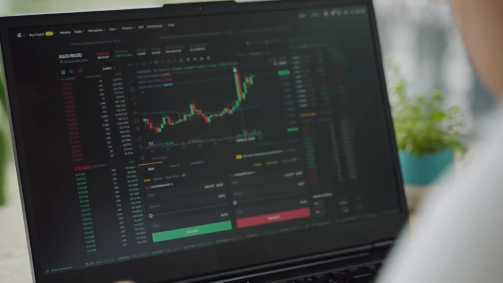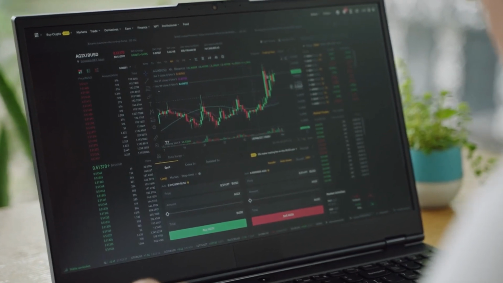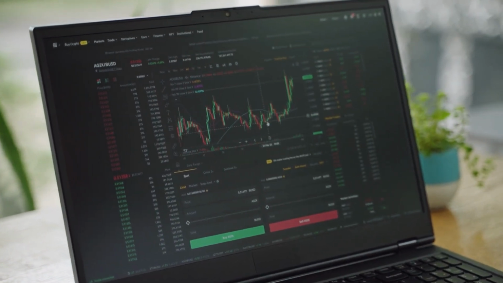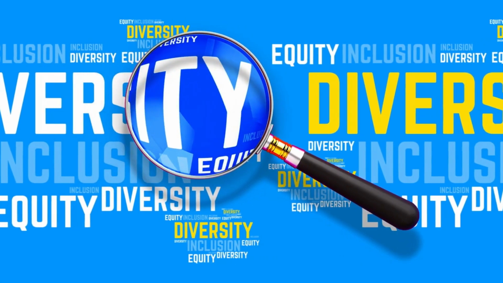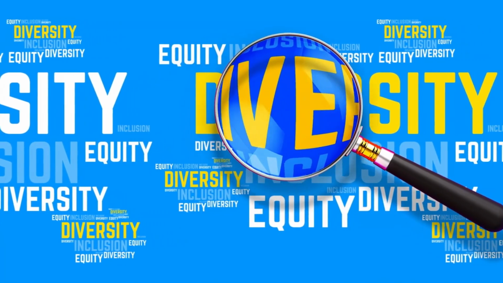In conclusion, while the S&P 500 lost decade serves as a reminder of market volatility, it also teaches us valuable lessons about preparation and strategy. Diversifying your investments, focusing on quality, and maintaining a long-term perspective can help you navigate challenging times.